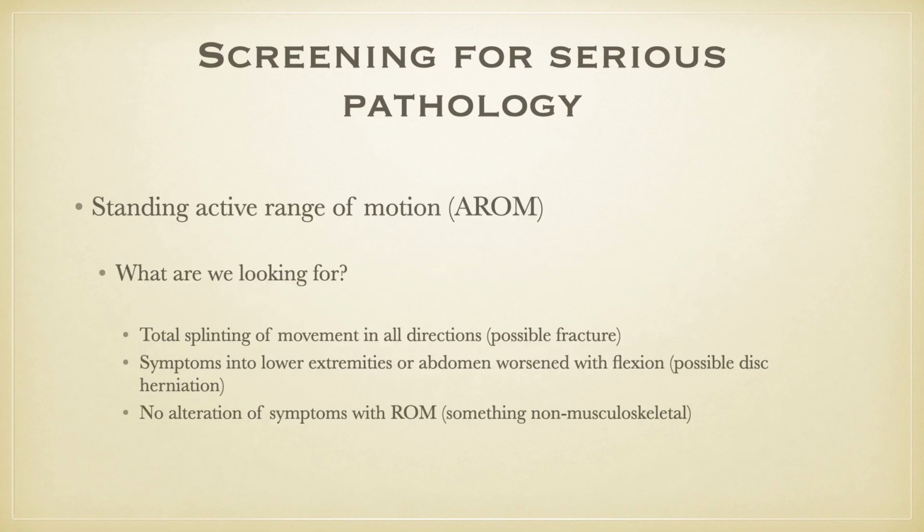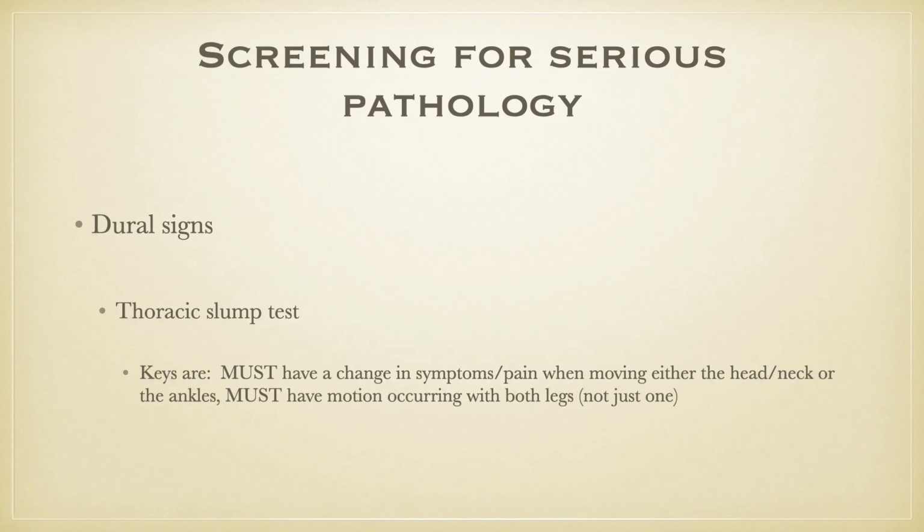So what do we look at? We're going to look at active range of motion. So do they have, like it says here, total splinting of movement in all directions? There's a possibility of a fracture there. Do they have symptoms in the lower extremities, or in particular the abdomen? If it's worsened with flexion, there's potential for disc herniation or other space-occupying lesion. Do they have no alterations of their symptoms with range of motion? Then you want to think maybe there's something that's not musculoskeletal. I know some of this is probably common sense for all of you, but we still need to mention it.